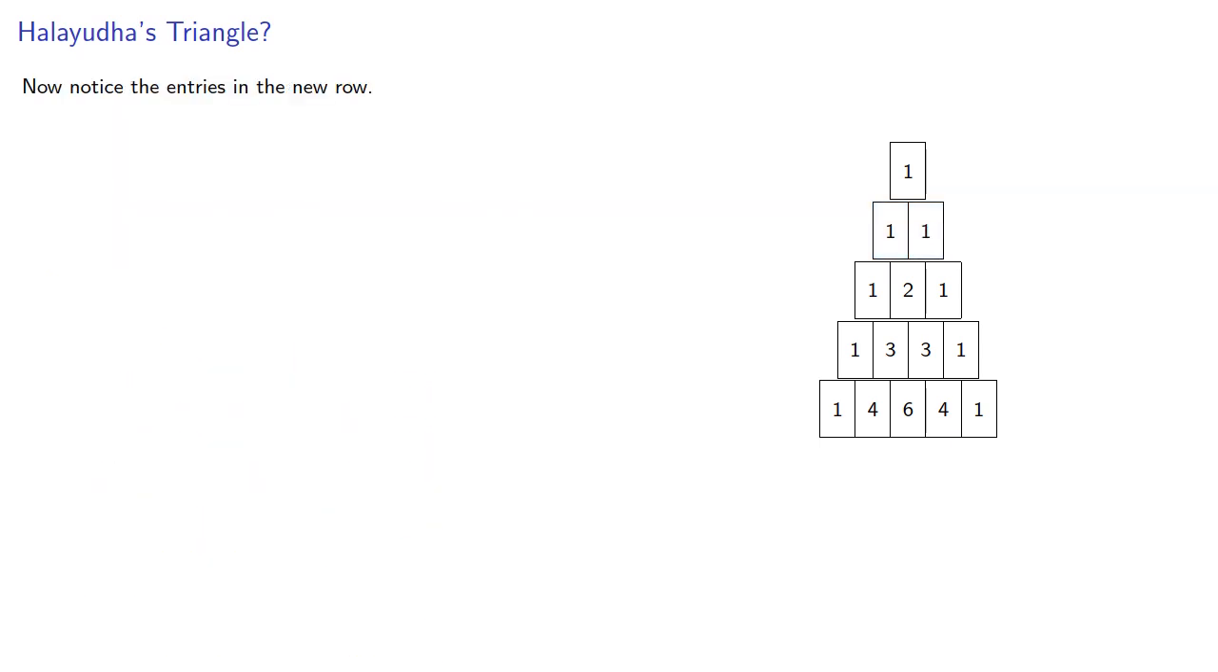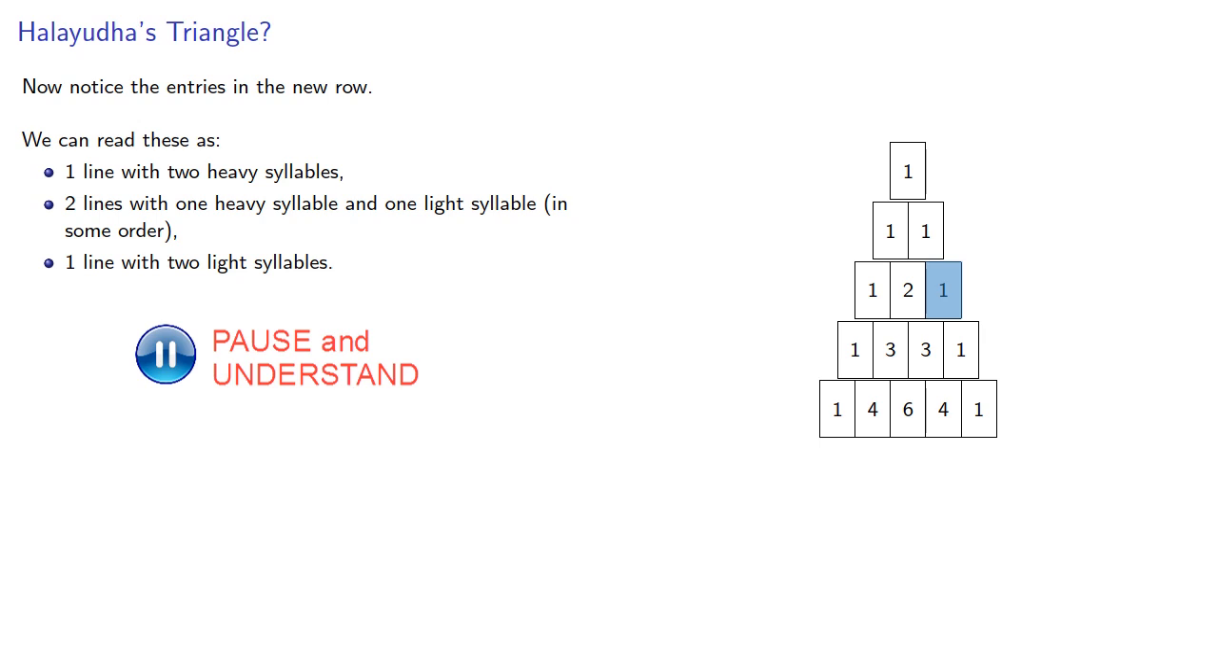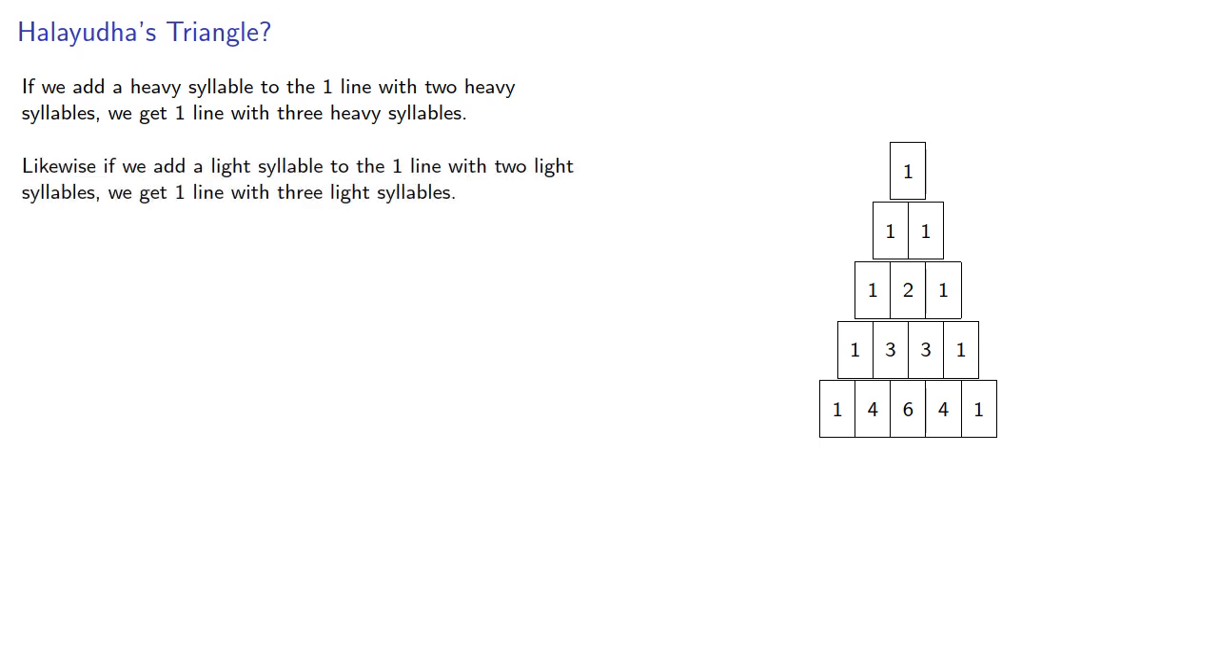Now, notice the entries in the new row. We can read these as telling us there is one line with two heavy syllables, two lines with one heavy syllable and one light syllable in some order, and one line with two light syllables. If we add a heavy syllable to the one line with two heavy syllables, we get one line with three heavy syllables. Likewise, if we add a light syllable to the one line with two light syllables, we get one line with three light syllables, and these are the ones at the ends of the rows.